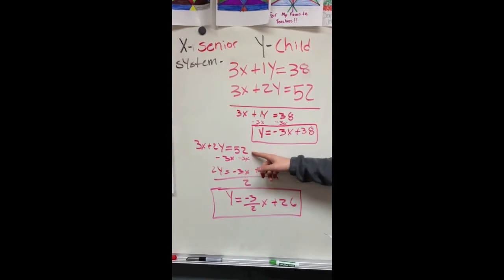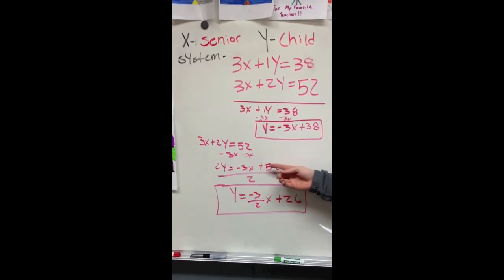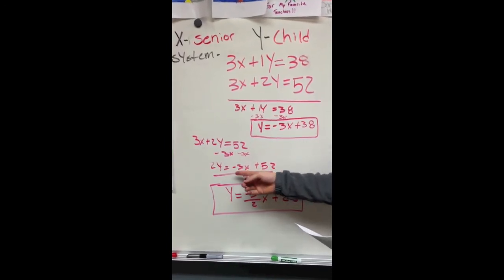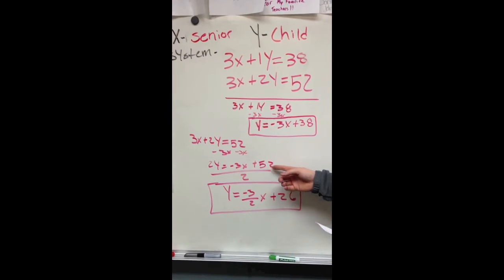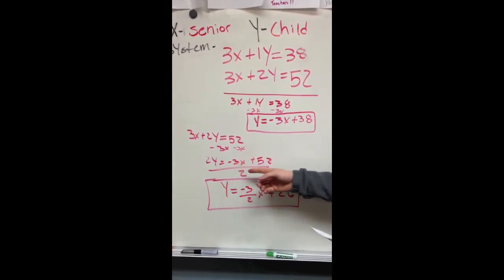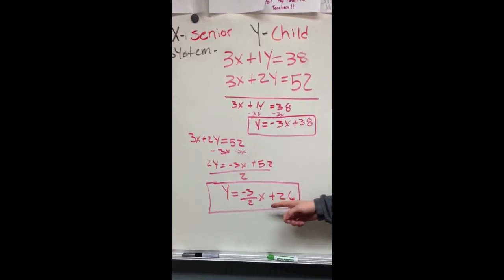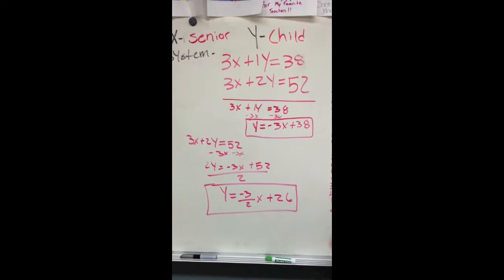This is for day 2, where you have to do the same thing. 3x plus 2y equals 52, minus 3x from both sides. So that makes it 2y equals negative 3x plus 52. And then you have to divide by the 2 to get y by itself. So that makes it y equals negative 3 over 2 x plus 26.